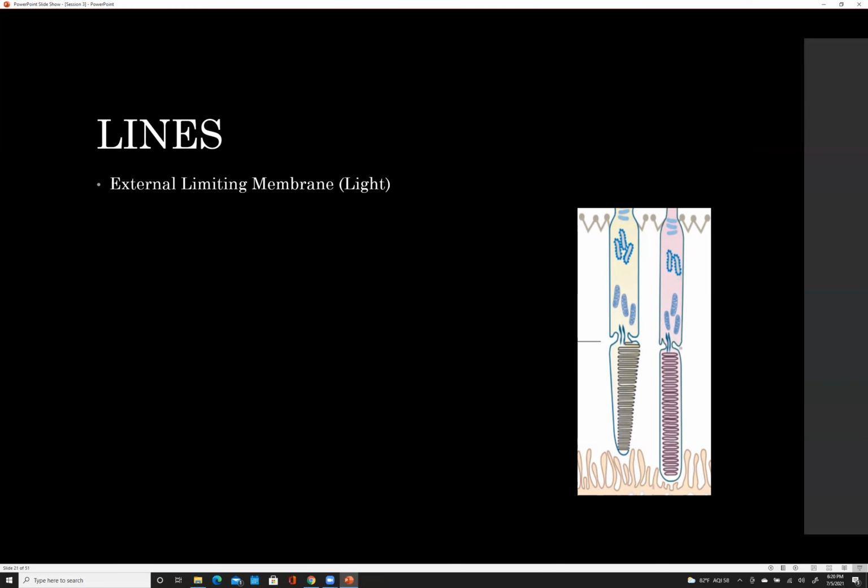So if we look at the external limiting membrane, which again is light, and you know it because you can see it in your head, I'm sure of it. It is made up of the tight junctions between photoreceptors and Mueller cells. So the opposite side of the Mueller cell, you can argue that it's its head, not its foot, is upside down, and its head is actually connected to the body, if you will, of the photoreceptor in a tight junction. So the tight junction between the photoreceptor and the Mueller cell makes up the external limiting membrane.